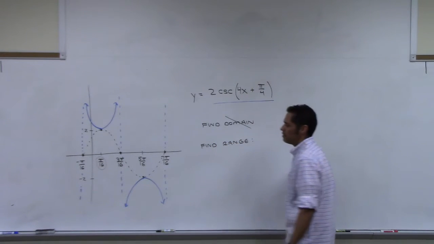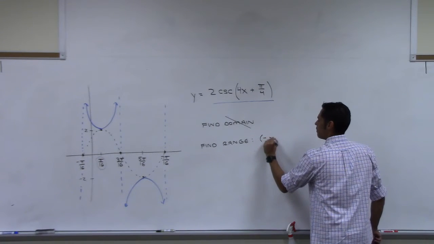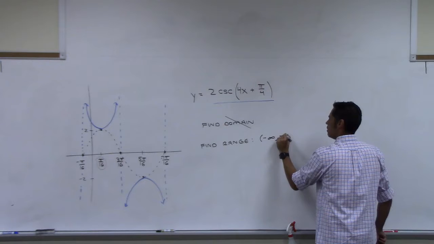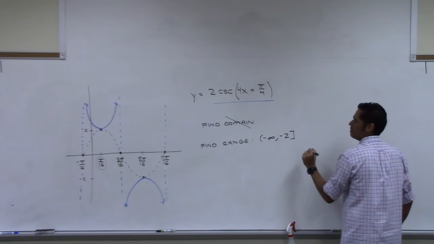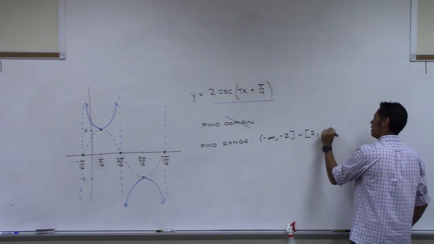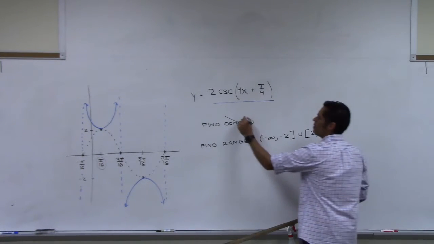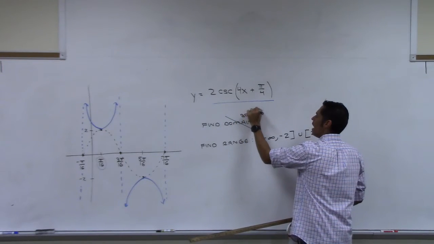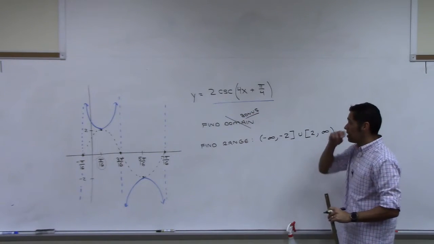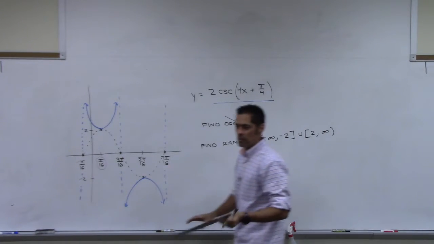What about the range of this function? Negative infinity, negative 2, bracket, union, to infinity. There you go. I will say on this one right here, maybe as a bonus, I won't prompt you for it on the test. I won't tell you to give me the domain, but if you actually do give me the domain, I will give you a bonus for that.